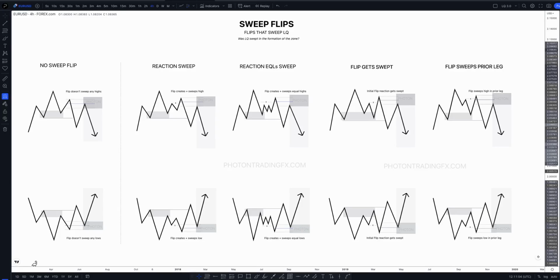Okay, so with flips in general, and also sweep flips, ones that sweep liquidity, when you're first trying to get used to this idea, and especially when spotting them on the charts, understandably it can sometimes be a little bit confusing to spot because they come in all different shapes and sizes. They're always going to follow the same framework. They're going to have the same things that identify whether they are a sweep flip or not, but they're always going to look, like I said, unique, right?